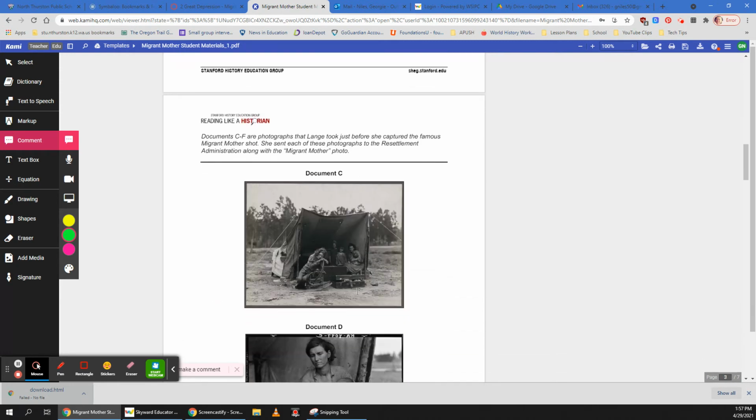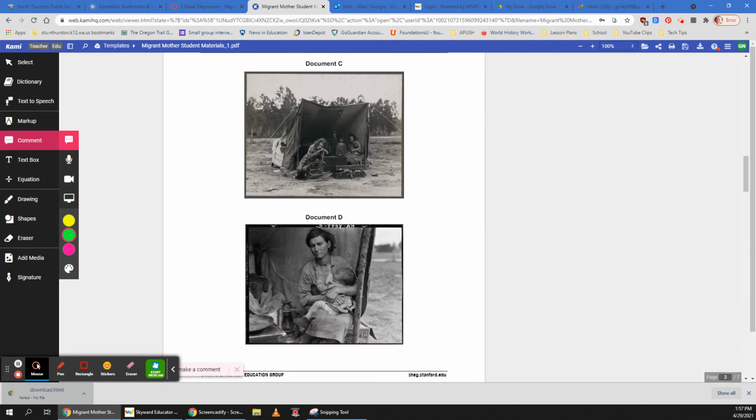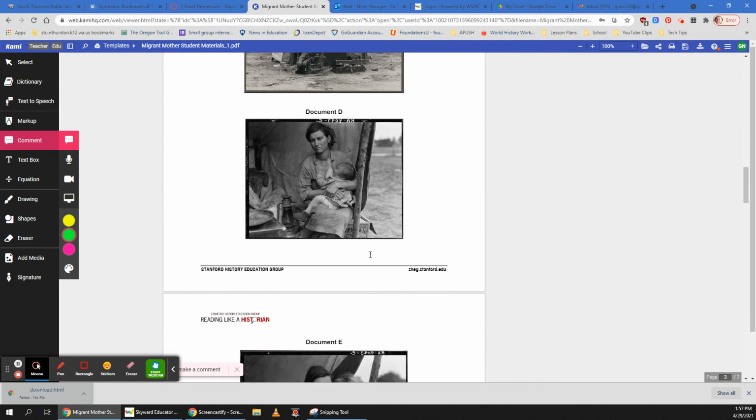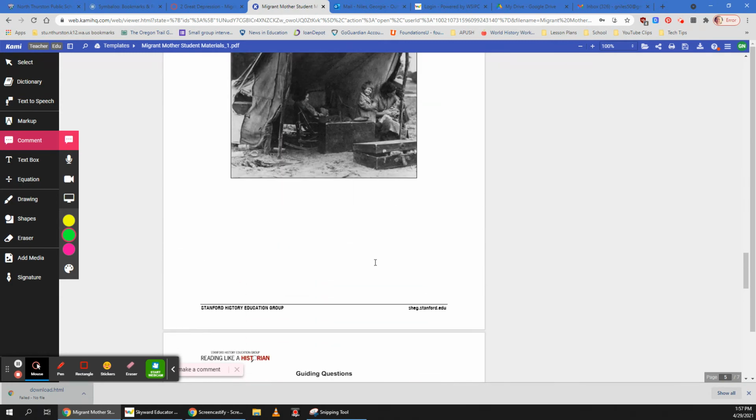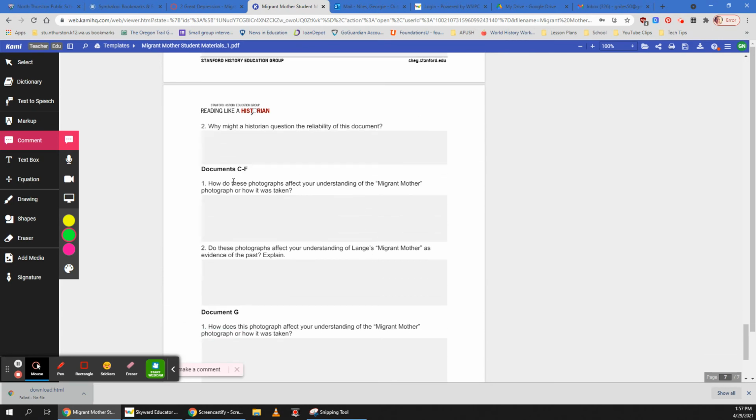So then we're going to go down here to documents C through F: C, D, E, and F. And you're going to answer the questions down here for those. So C through F would be these questions here, just the 2.